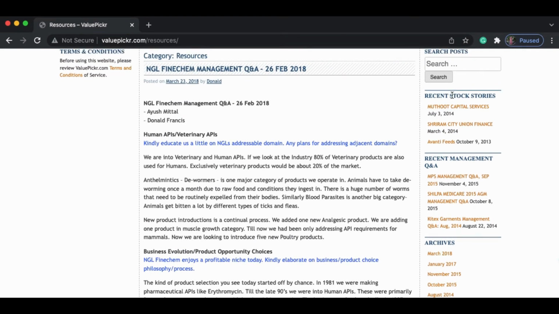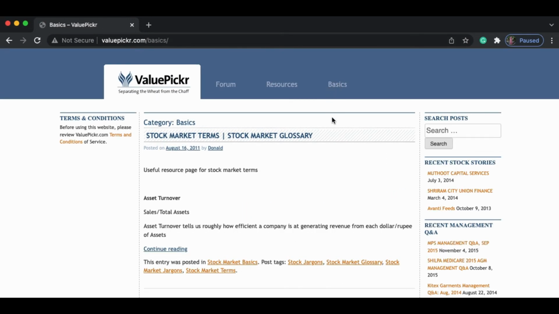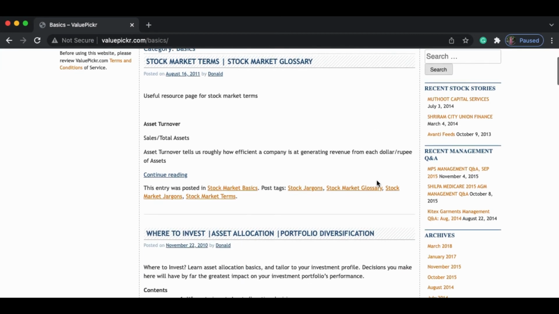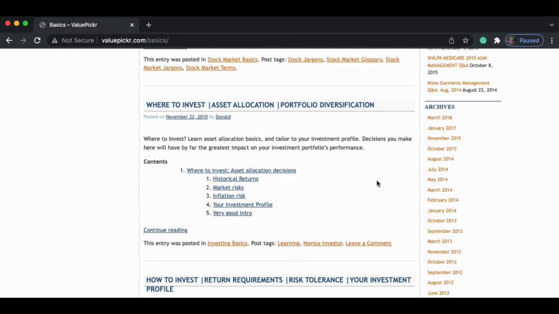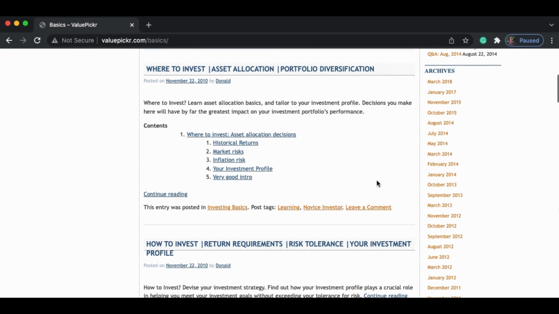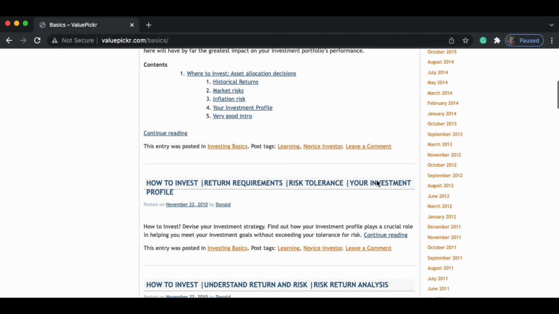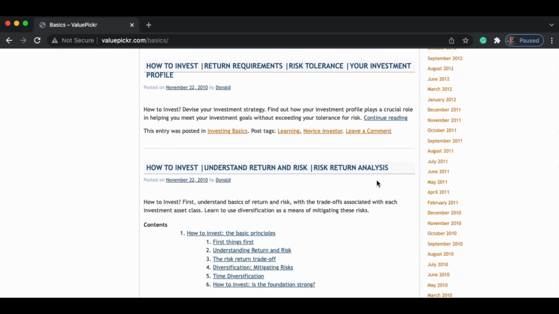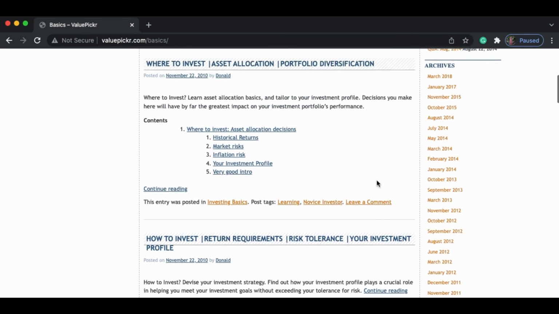Under the Basics tab, we can get learnings about investing. The basic stock market information is available here. So, before investing, every investor should go through this and read the threads, if available, and know more to take appropriate decisions. Beginners should go through this learning before investing and know more about the stock market.